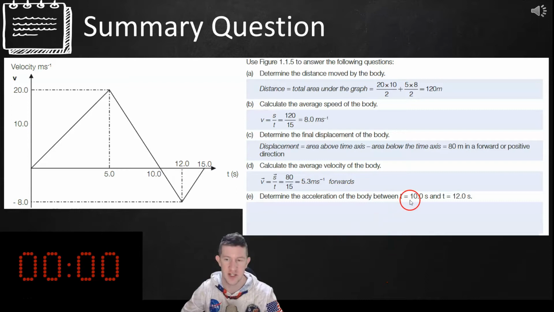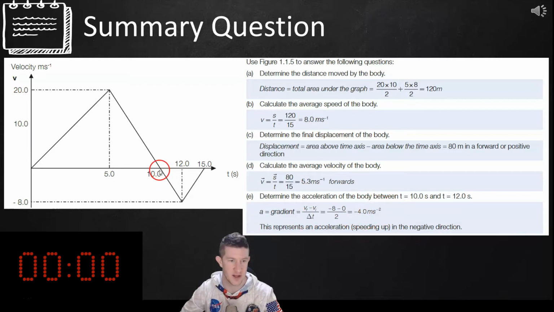Then determine the acceleration between 10 seconds and 12 seconds. So here we want to know what that acceleration is. It's the gradient. So it's the final velocity take the initial velocity, v take v naught, it's all the same thing. We divide it by the time it took, and we get our acceleration. And it should be a negative acceleration, because even though, yes, we are speeding up, we are moving in a negative direction. So this represents an acceleration in the negative direction. Just like we say gravity is 9.8 meters per second squared, but that's not slowing you down, that's just speeding you up downwards. So negative for down in this case.